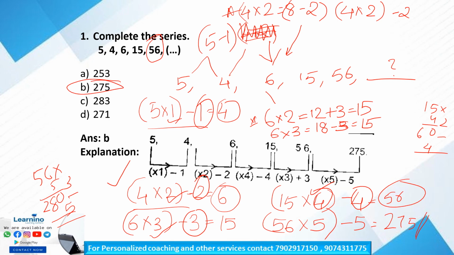Is it clear? The pattern followed here is 5 into 1 minus 1, the next number into 2 minus 2, the next number into 3 minus 3, and so on. Clear? So here 56 into 5 minus 5 is equal to 275. It is our missing number. Hence we completed the series. So our answer is option B, 275. Is it clear? Okay, next question.